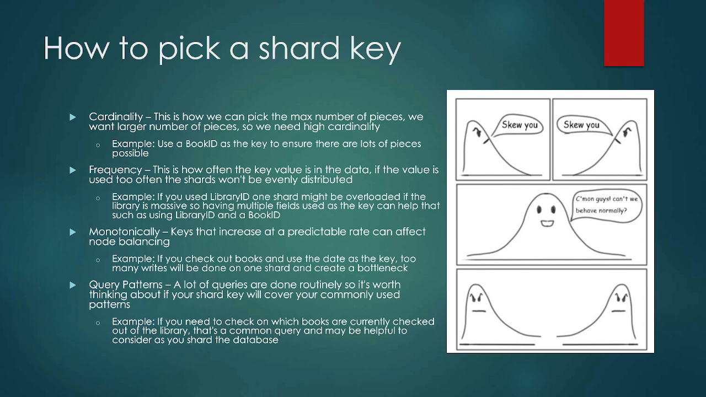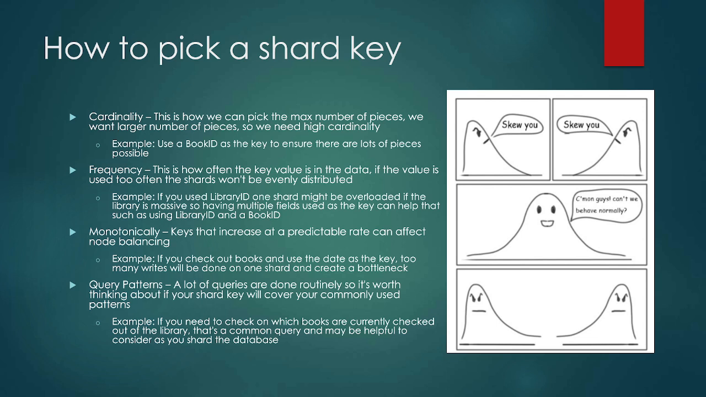So let's say, for example, I have a database of books. I could use book ID as the key to ensure that there are lots of pieces because I know that each book is going to have its own ID. So if I break it up so each shard has the information about the book, maybe that would end up working. Frequency. This is how often the key value is in the data. If the value is used too often, the shards won't be evenly distributed.